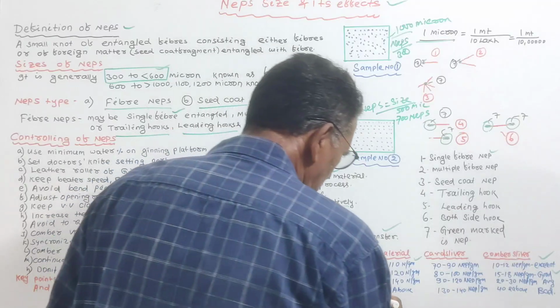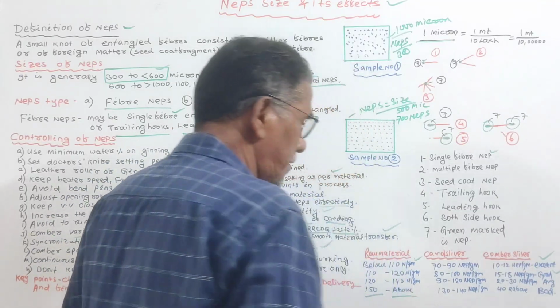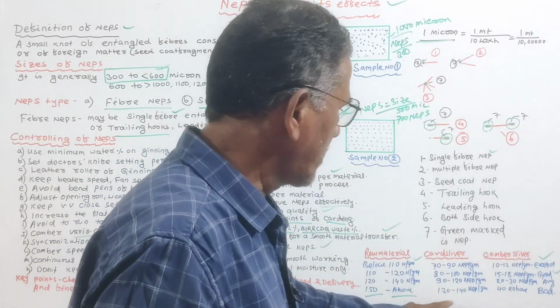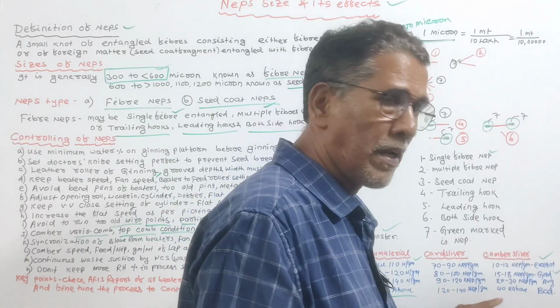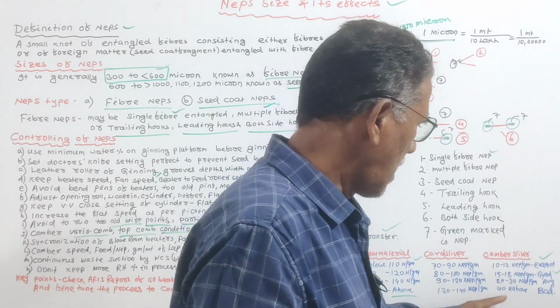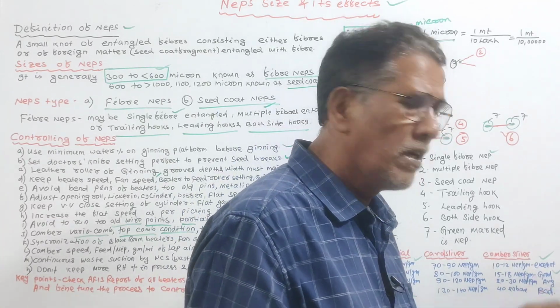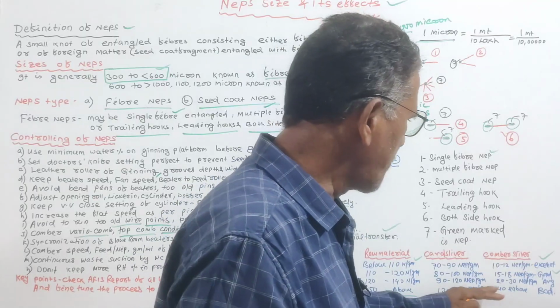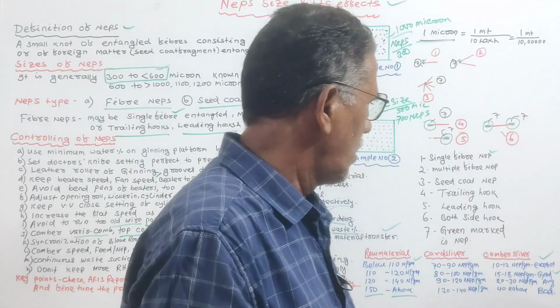And above 150 in the raw material, 130 to 140 naps per gram in carding sliver, and 40 and above in combed sliver, that is a very bad condition.